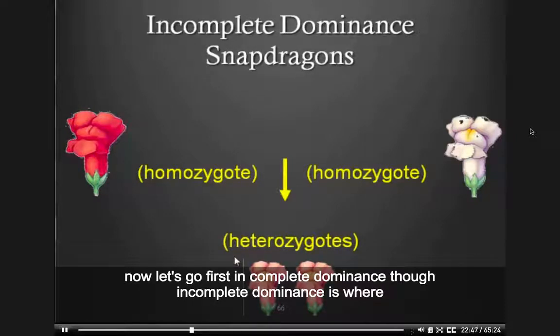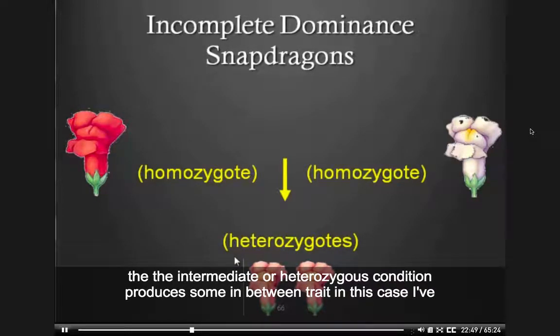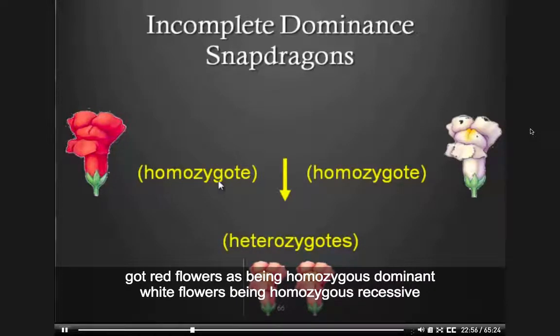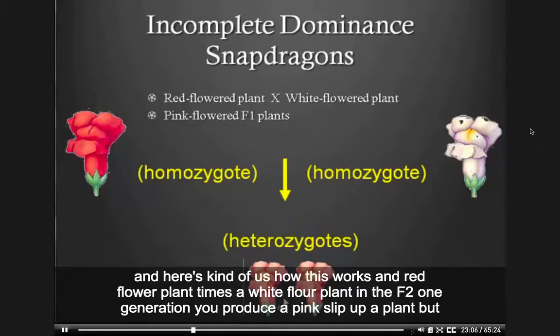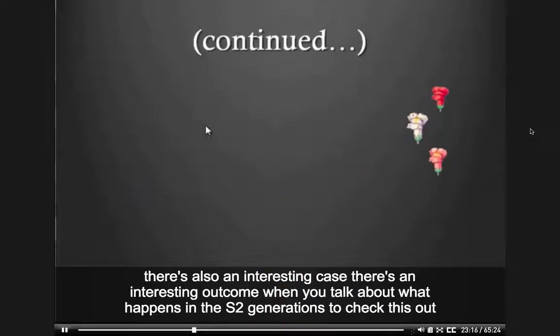Incomplete dominance is where the intermediate or heterozygote condition produces some in-between trait. In this case, I've got red flowers as being homozygous dominant, white flowers being homozygous recessive, but when these two get together, the heterozygote condition produces pink flowers. And here's kind of how this works. So, red flower plant times a white flower plant. In the F1 generation, you produce a pink plant. But there's also an interesting outcome when you talk about what happens in the F2 generation.